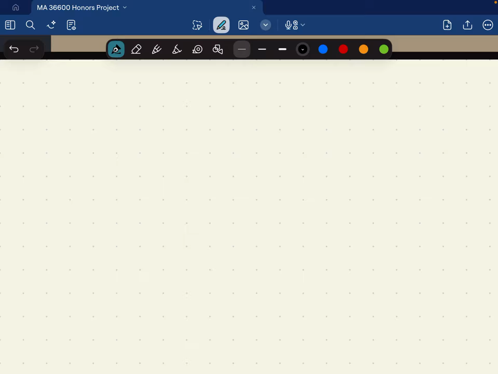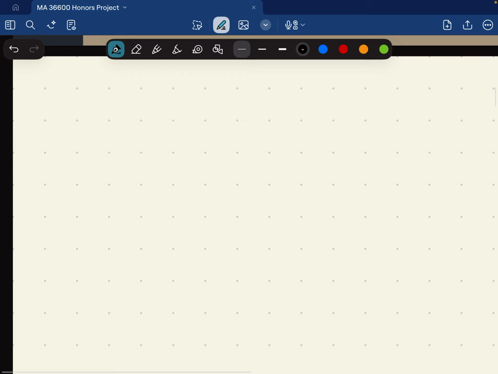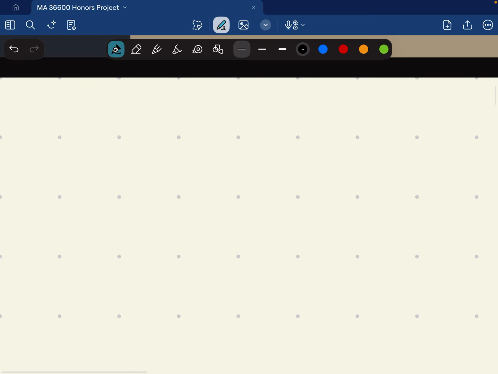I'm a student in MA 366, which is Ordinary Differential Equations, and today I'm going to be walking through my honors project. Before I dive in and derive all these equations and do a bunch of math, I'm going to start by summarizing the objectives of the project and the motivation for why I did this.